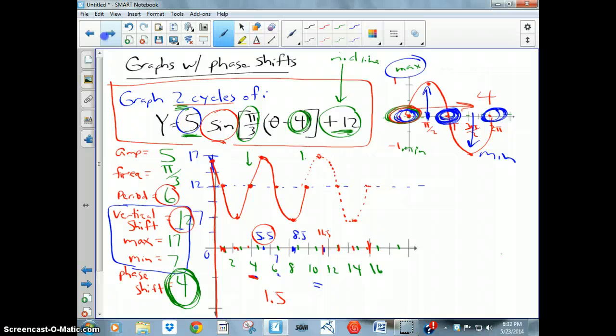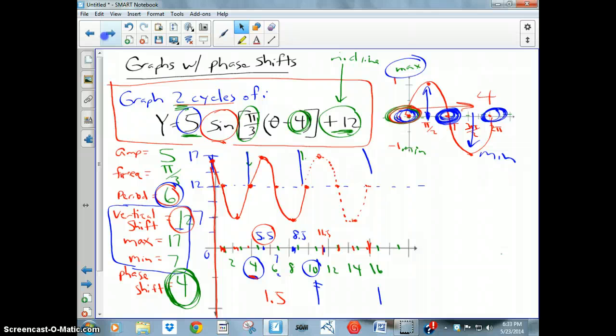Obviously, each cycle has a period of 6. So from 4 to 10 is the first cycle, from right here to right there. The second cycle goes from 10 to 16, right here to right there. And you can see the 2 complete cycles. And people, that's how you graph using phase shift. The phase shift slides the graph either left or right, that many units, and that's where your cycle will begin. Just like our cycle right there that I'm circling in blue, that's where our graph started at 4, 12. If you got further questions, please ask me during class.